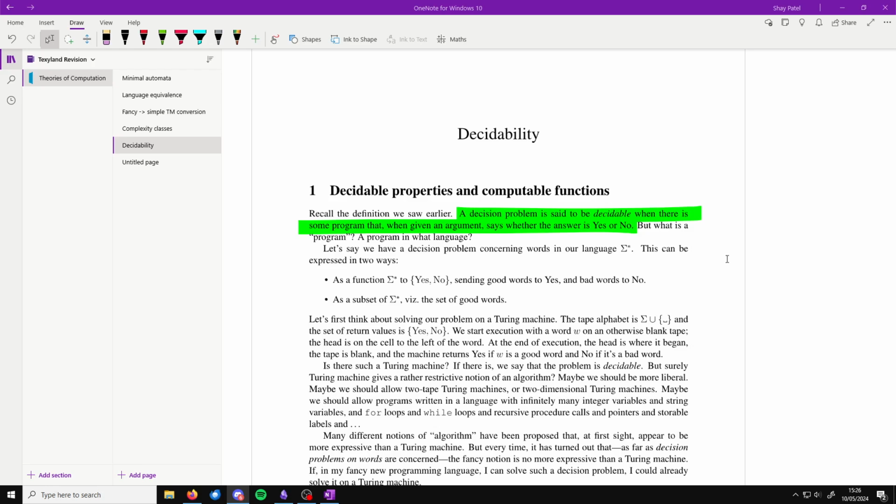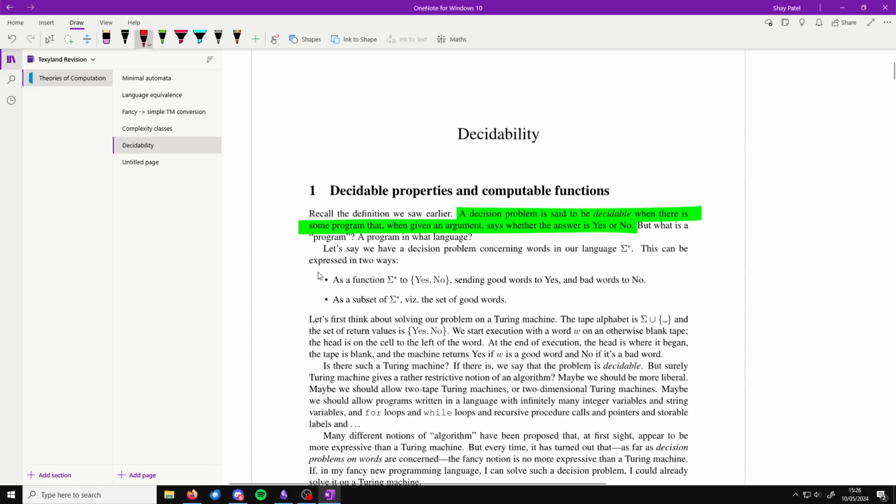But what is a program? A program in what language? Let's say we have a decision problem concerning words in some language sigma star. So the set of all possible words, including the empty word, where a word is a list of characters from our alphabet sigma. This can be expressed in two ways.